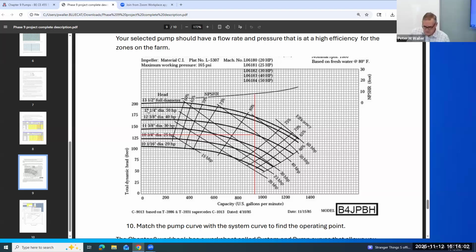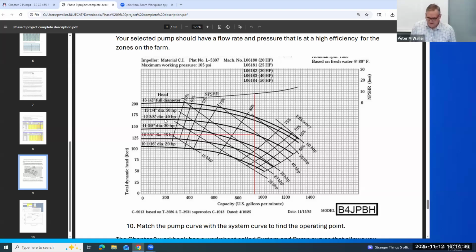They have head on the left. This is what you'll be working on this week in chapter 9. And gallons per minute on the horizontal axis. And this is a fun part of irrigation design. What you do is, let's say you know you have this operating pressure and flow requirement. You pick an impeller and a horsepower.